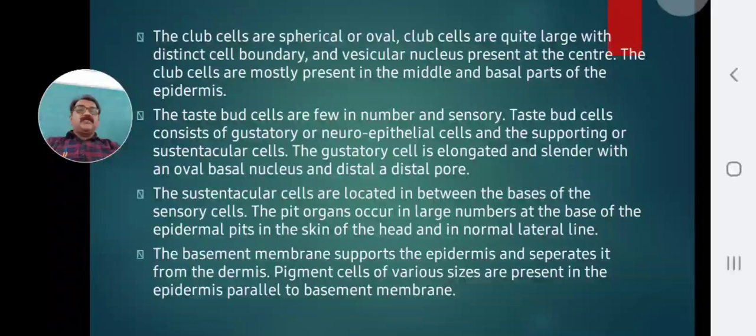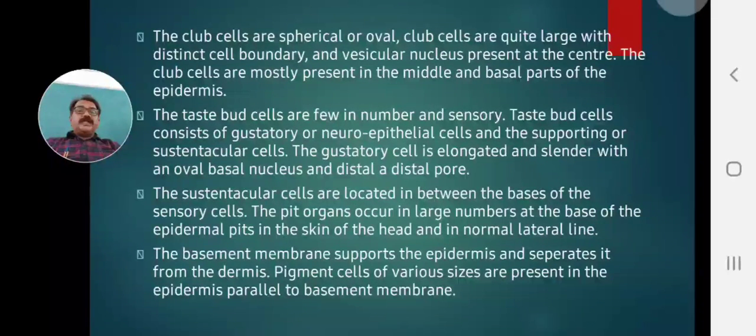The club cells are mostly present in the middle and basal part of the epidermis. These club cells are found there.